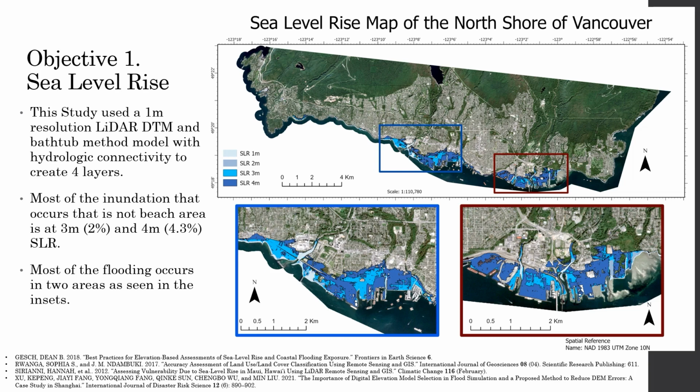The results for sea level rise found that most of the inundation that occurs that is not beach areas is at 3 meters and 4 meters, with 3 meters inundating 2% of the total study area and 4 meters inundating 4.3% of the total area. Most of the flooding occurs in two areas as seen in the two inserts of the map to the right. This data is further discussed in the results section of my dissertation.